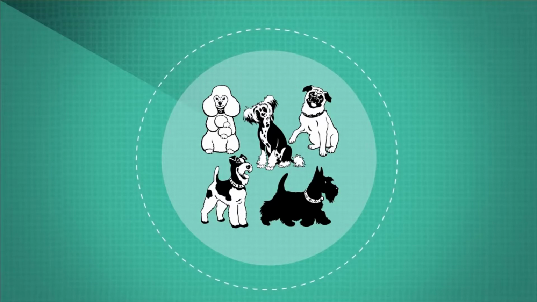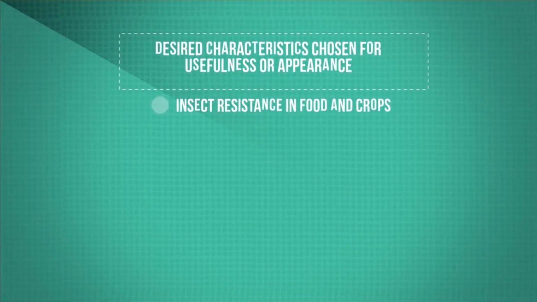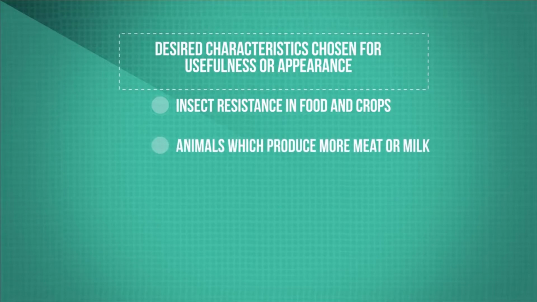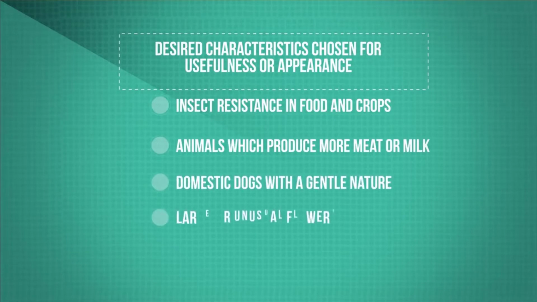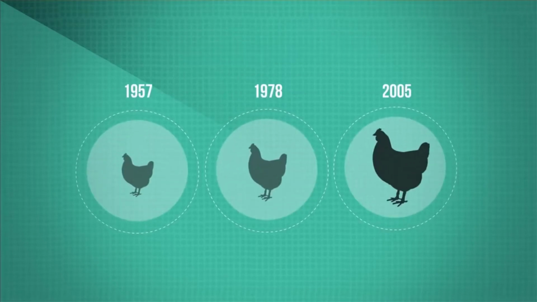The desired characteristics that we select for can be chosen for usefulness or appearance, such as insect and disease resistance in food crops, by breeding from the naturally resistant individuals to increase yields. Animals which produce more meat or milk to increase yields. Domestic dogs with a gentle nature. Large or unusual flowers. We just keep breeding and selecting and breeding once more until we hit the desired jackpot. Look at what we've done to modern chickens in 50 years. It's over 4 times bigger due to selective breeding.